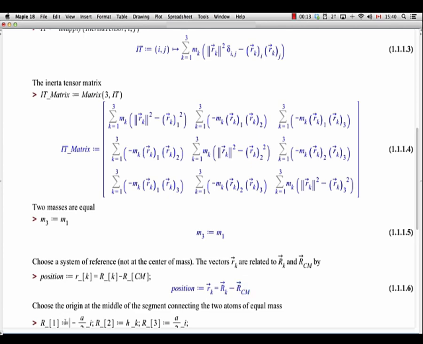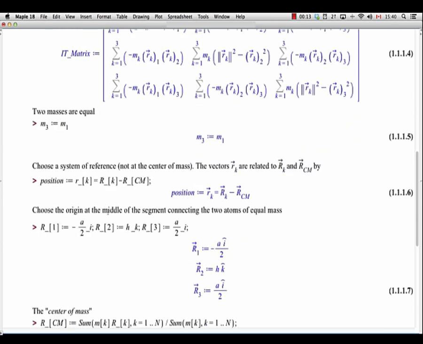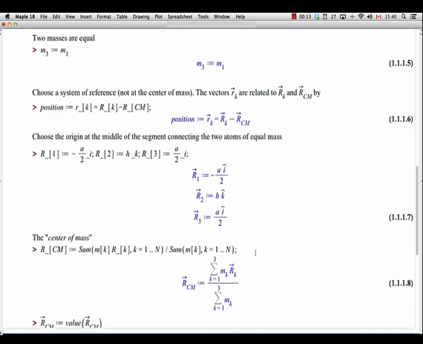So we choose the origin of this arbitrary system to be at the middle of the segment connecting the 2 atoms of equal mass. So the first atom is to the left, a distance A divided by 2. The second atom, same mass, is to the right. Again, the distance is A divided by 2. And the third atom is over the third vertex of the triangle at a distance H, the height of the triangle. So the formula for the center of mass is this one.